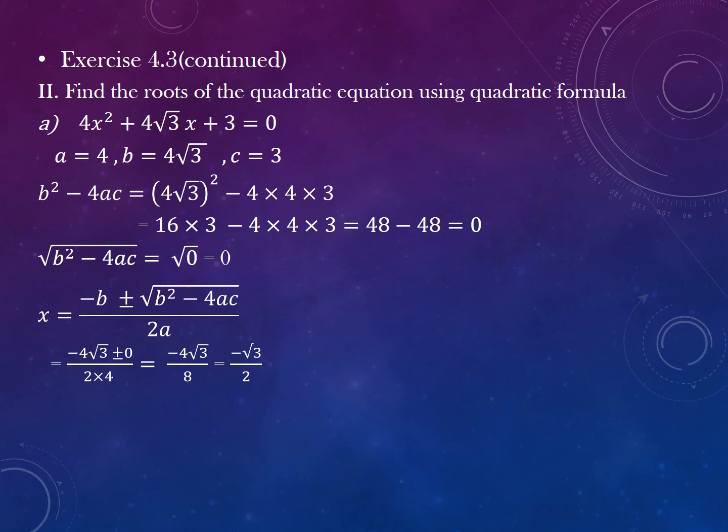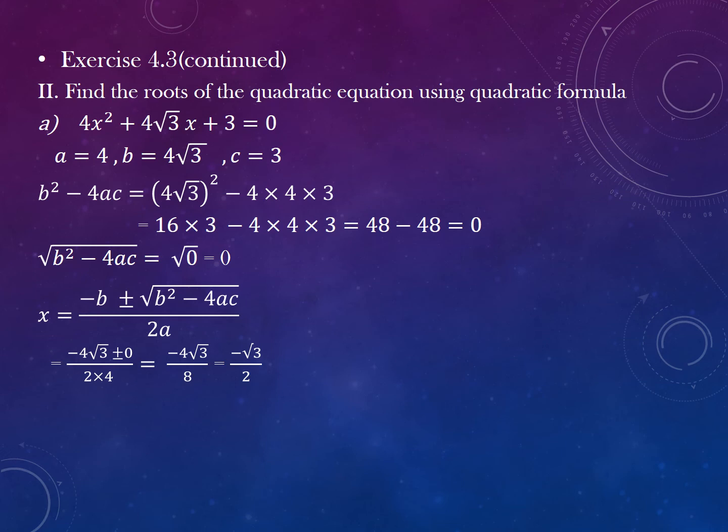We have already seen if b square minus 4ac is equal to 0, we have two real and equal roots. So x equal to negative b plus or minus root of b square minus 4ac by 2a is negative 4 root 3 plus or minus 0 by 2 into 4, which is negative 4 root 3 by 8. Cancelling 4 and 8, we can see our answer as negative root 3 by 2.